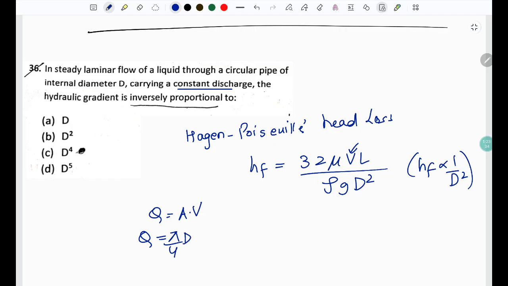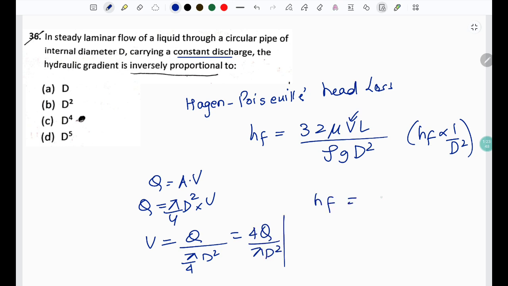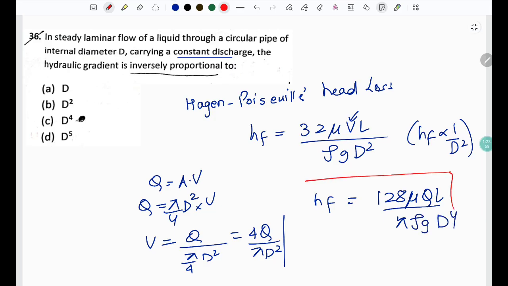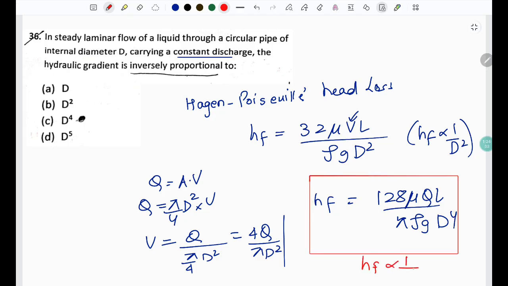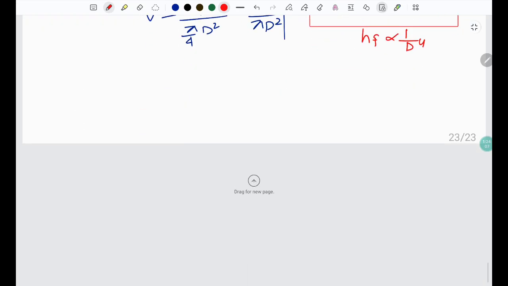We can write, therefore V becomes Q by pi by 4 D square, which makes it equal to 4Q by pi D square. We substitute in the formula and our formula will become 128 mu QL over pi rho G D to the power 4. Therefore the variation is HF is inversely proportional to D to the power 4. So C is the correct answer. Let's move on to the next question.